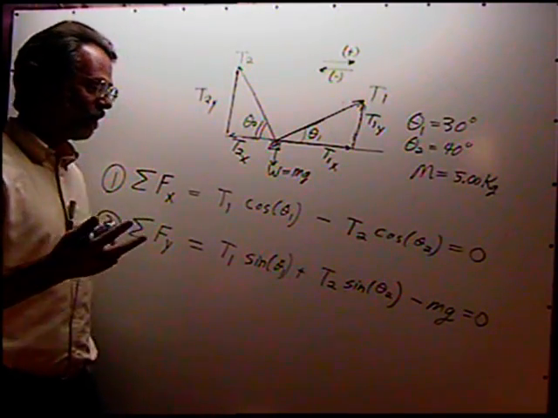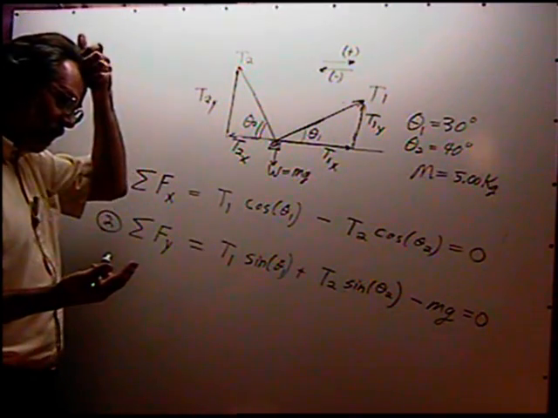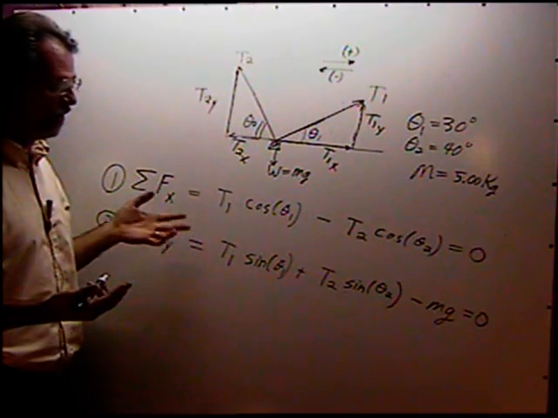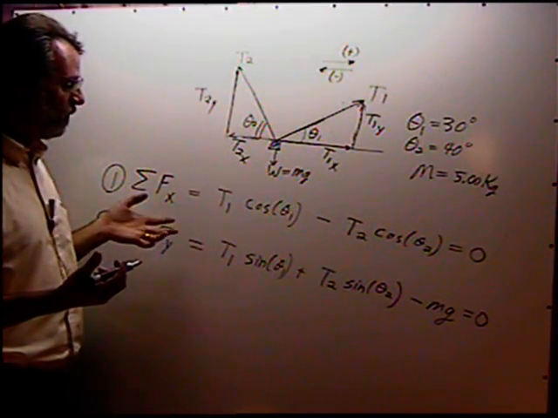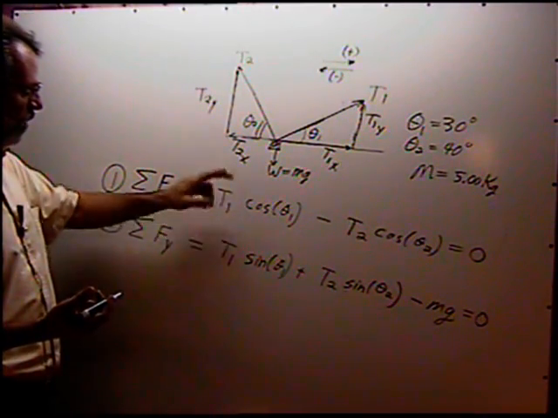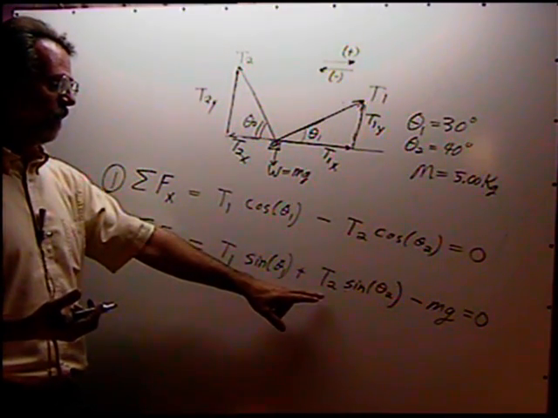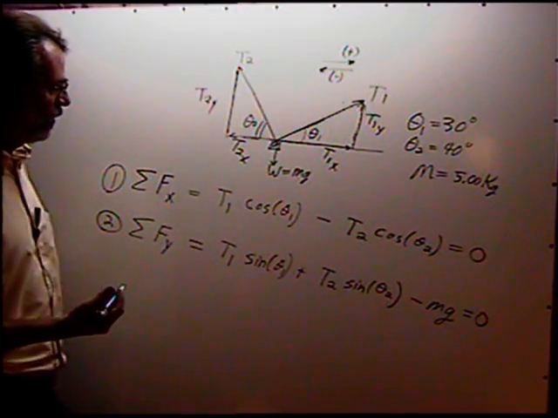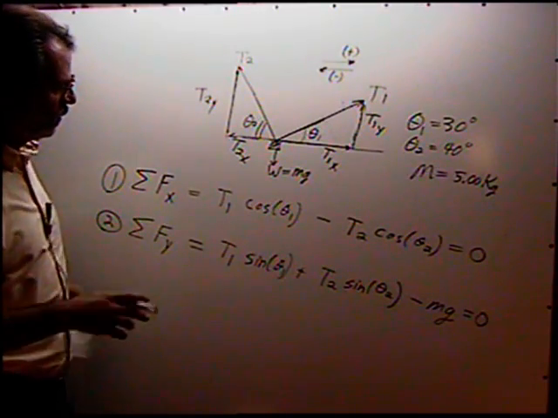There's two. Hopefully you've had enough algebra to know that there are several ways to solve an equation like this. Probably the simplest way to do it is to take one of these equations, solve for T1, and plug that into the second equation for T1 and solve for T2. So how would that look in a practical situation? That's what we're going to do.